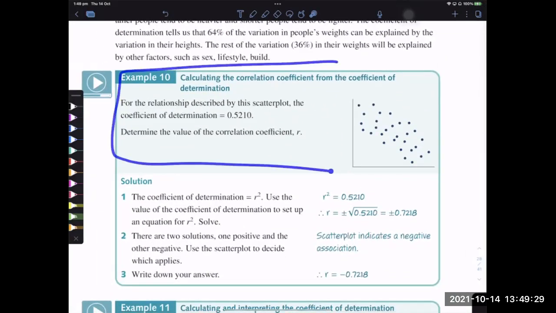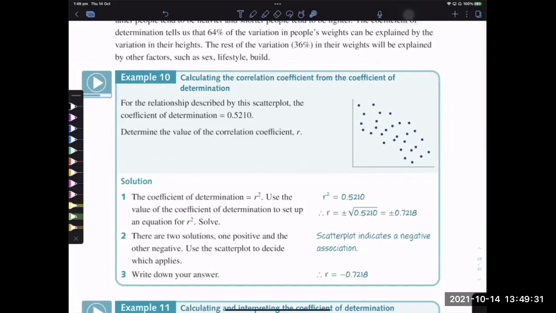So let's say we're being given this question here. For the relationship described, it says the coefficient of determination is 0.5210. So what we need to do, what's the coefficient of determination? Key word there. What would we label that as? Is R the coefficient of determination, or is R the correlation coefficient?